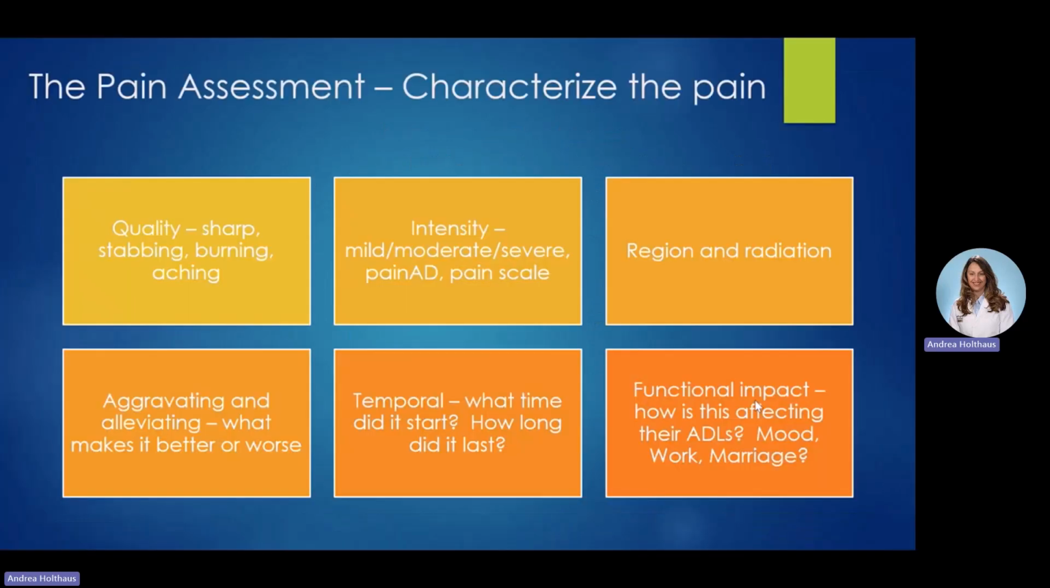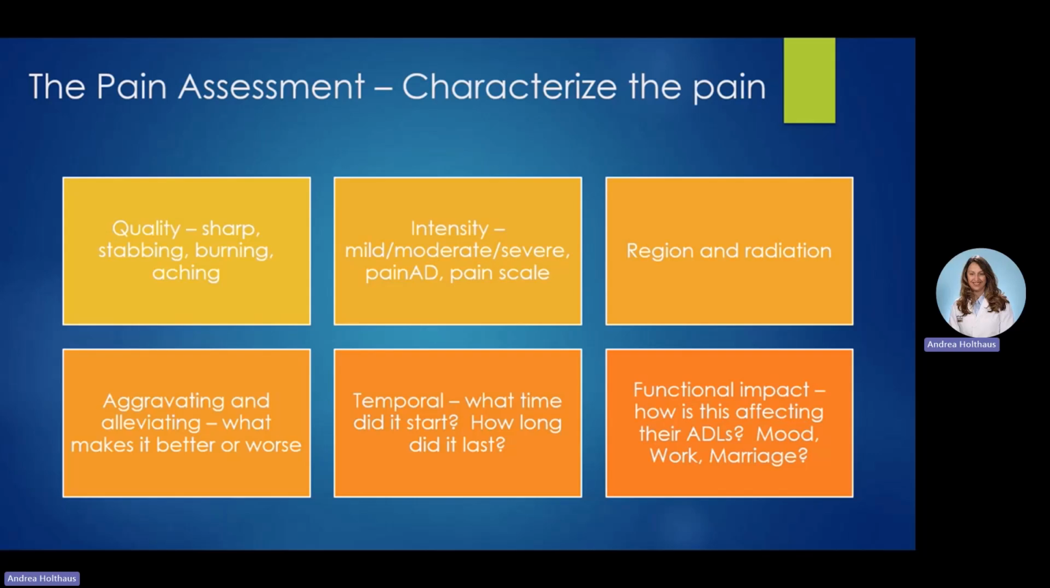So the pain assessment, one piece of that is characterizing the pain. And this helps us determine what type of pain it is, which may make a difference in what medications we choose to help treat the pain. So qualities such as sharp, stabbing, burning, or aching. What kind of intensity is it? Is it mild, moderate, or severe? What's their pain score? Where's the pain located? And does it move anywhere? Does it radiate? What makes the pain better?